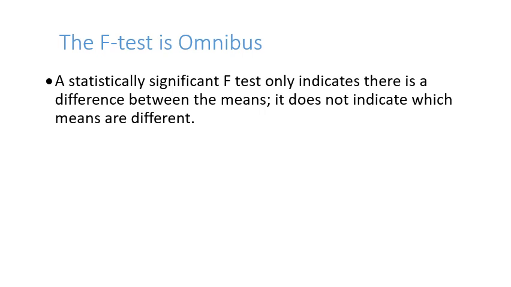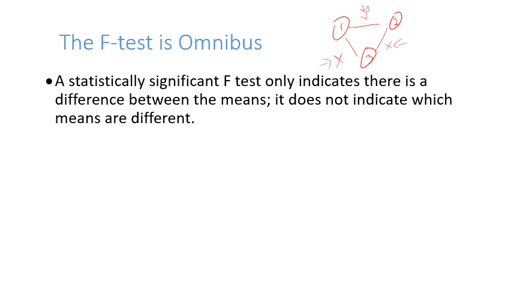However, just like with chi-squared, a statistically significant F test only indicates that there's a difference between means. It doesn't indicate what differences are present. So if you've got 3 groups, 1, 2, and 3, the F test is going to tell you that one of these is different. It doesn't tell you which one of them is different. It could be that all of them are different. It could be that only one of them is different.